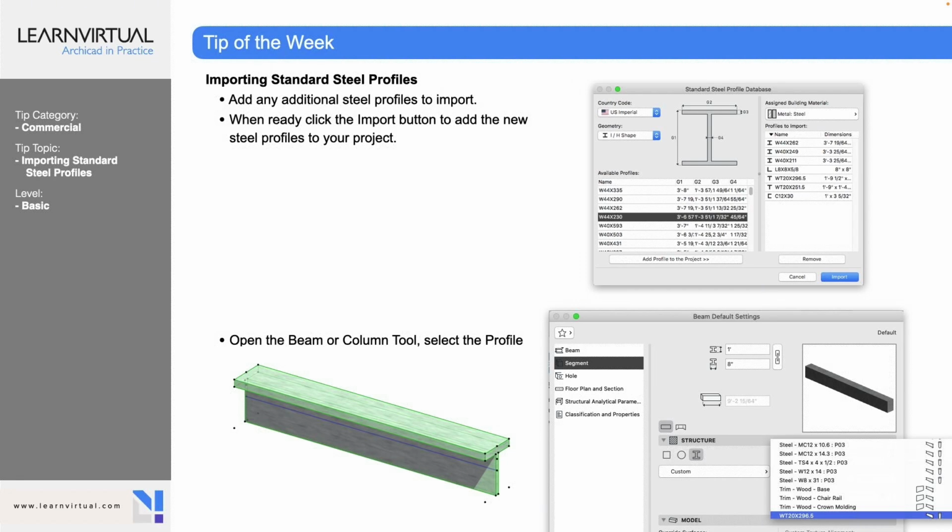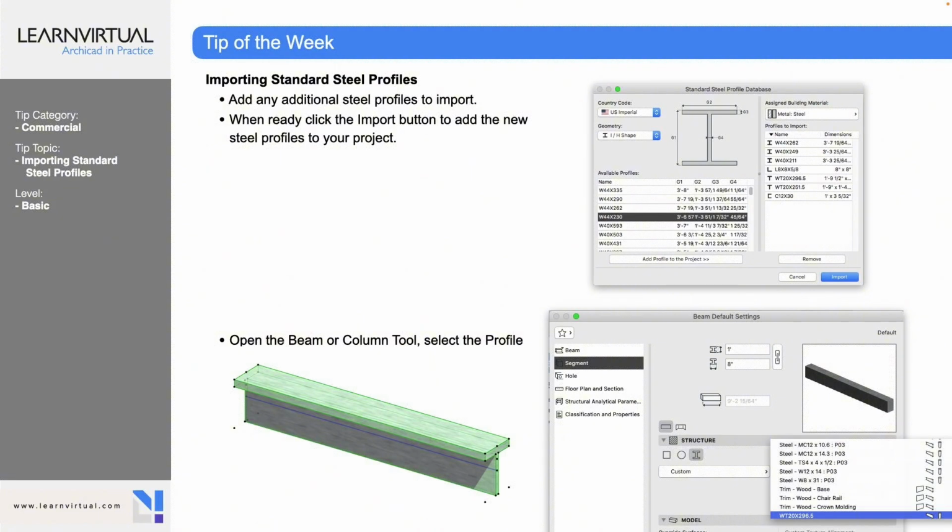As you can see now, we've got a list of different I-beams and L shapes and C shapes and T shapes that are added into our list over there on the right of our profile database. And we can then add those, go import those into our project.